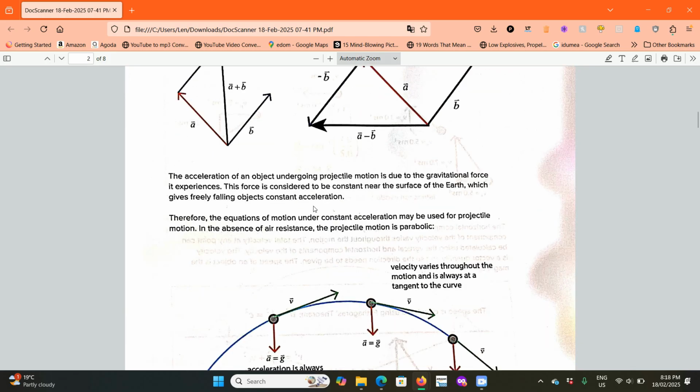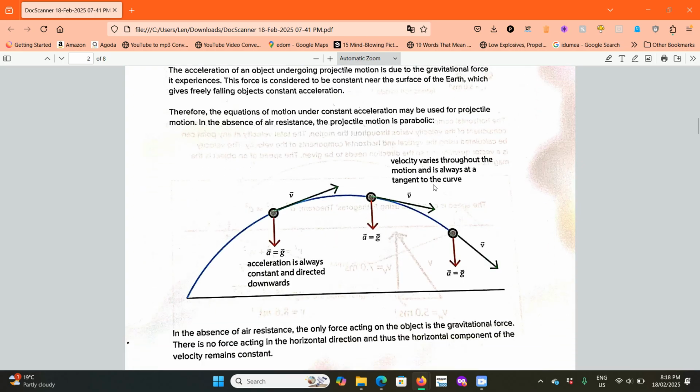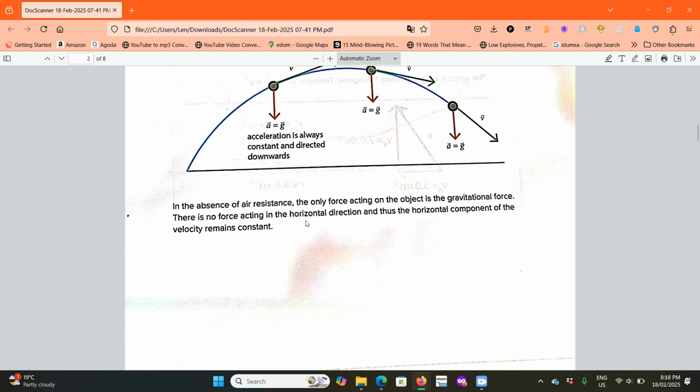So, in the absence of air resistance, projectile motion is parabolic, which means it's a nice even curve. Okay? So, velocity varies with the motion and is always tangent to the curve. Okay? Tangent, tangent, tangent. Acceleration is always constant and directed down. Don't want to see your drawings of the acceleration going up. Acceleration goes downwards because gravity. Okay? Absence of air resistance, the only force acting on the object is the gravitational force. No force acting in the horizontal direction. Therefore, the horizontal component of the velocity remains constant.